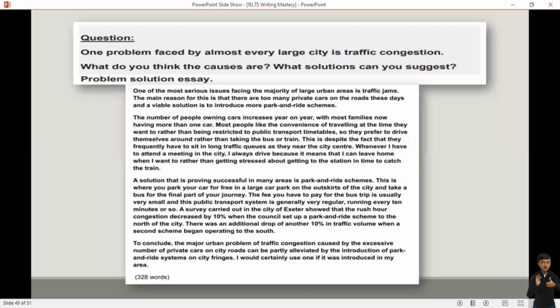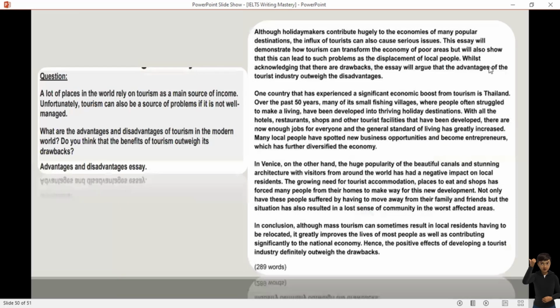To conclude, the major urban problem of traffic congestion caused by an excessive number of private cars on city roads can be partially alleviated by the introduction of park and ride schemes on the city fringes. I would certainly use one if it was introduced in my area. So that's all about how we have used the problem solution essay. Now we will go ahead and have a look at what kind of essay we will use further.